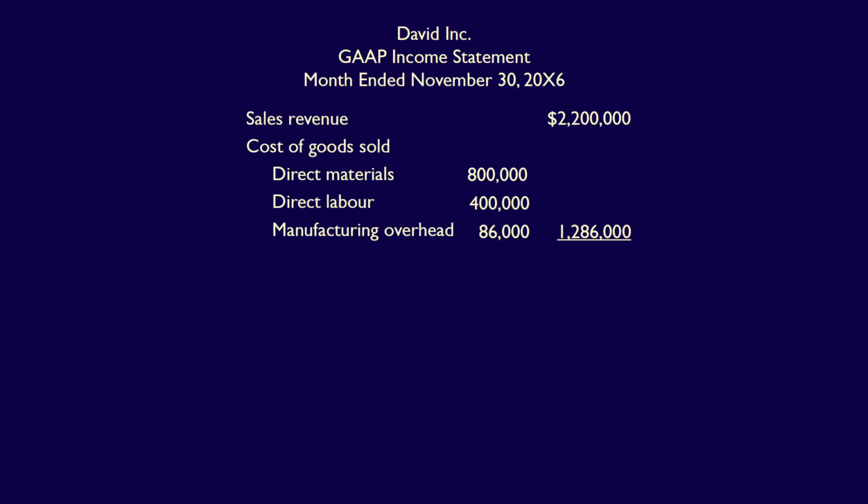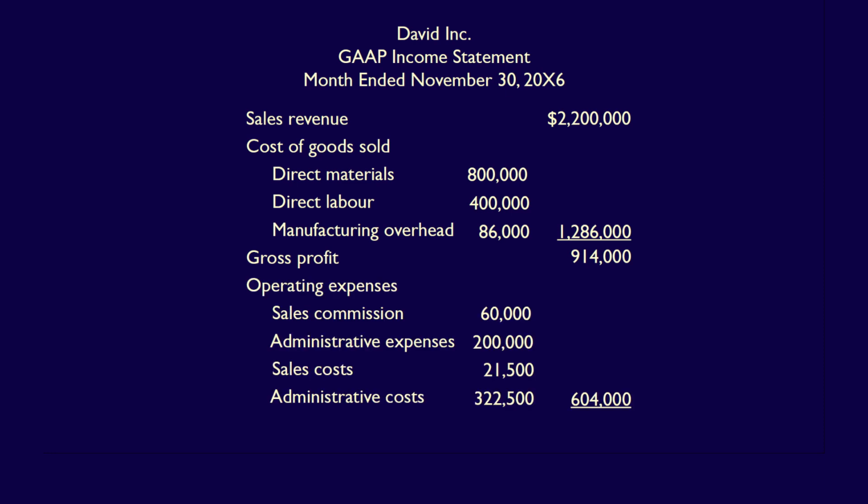This results in a total cost of goods sold of $1,286,000. We can now calculate gross profit, which is the sales revenue of $2,200,000 minus the cost of goods sold of $1,286,000 for a gross profit of $914,000. Next, we list our period costs with the heading operating expenses. Sales commission of $60,000, administrative expenses of $200,000, sales costs of $21,500, and administrative costs of $322,500. Total operating expenses is $604,000.